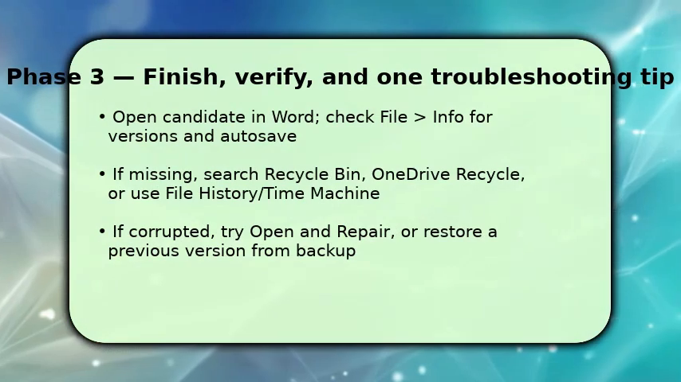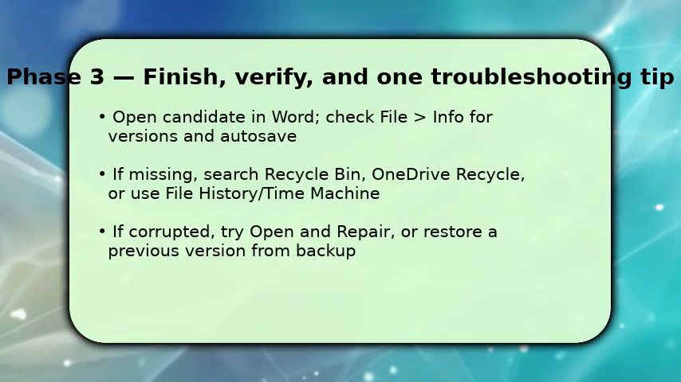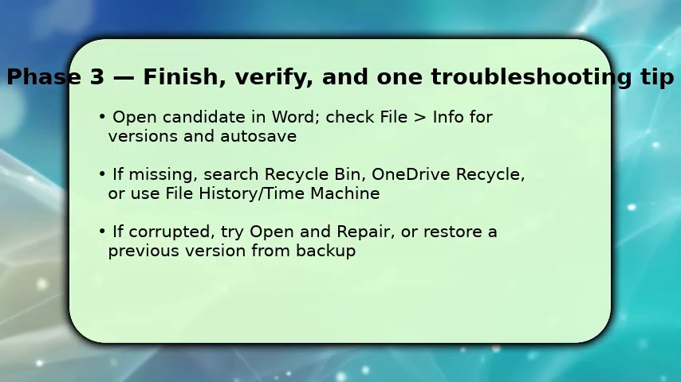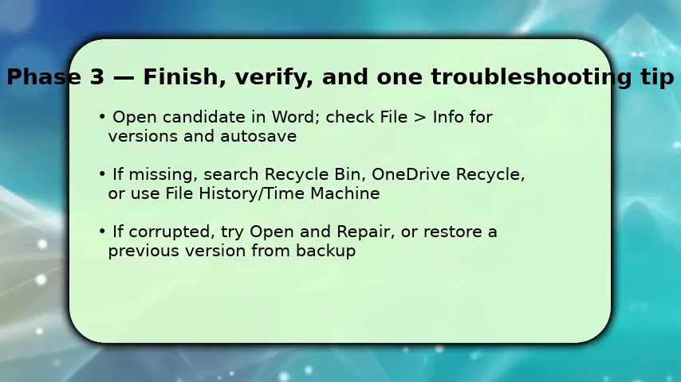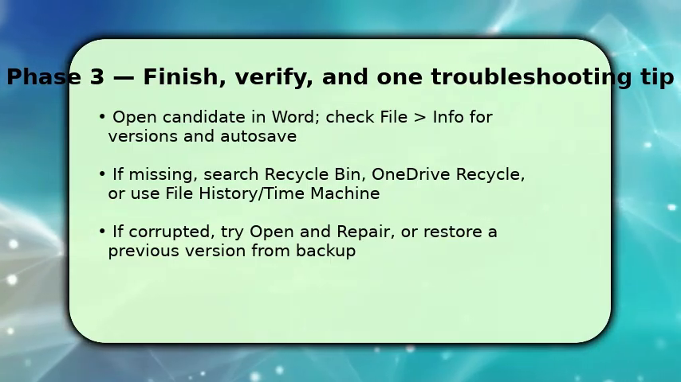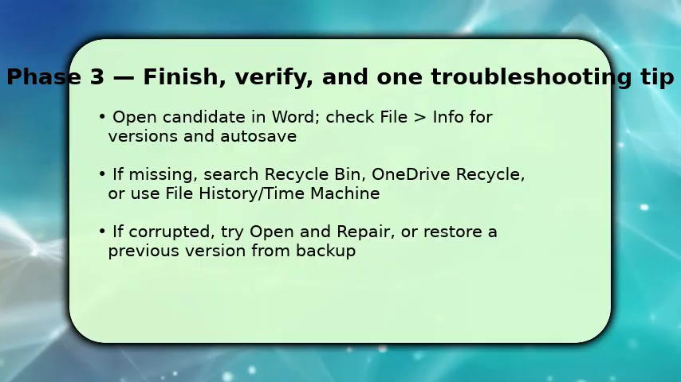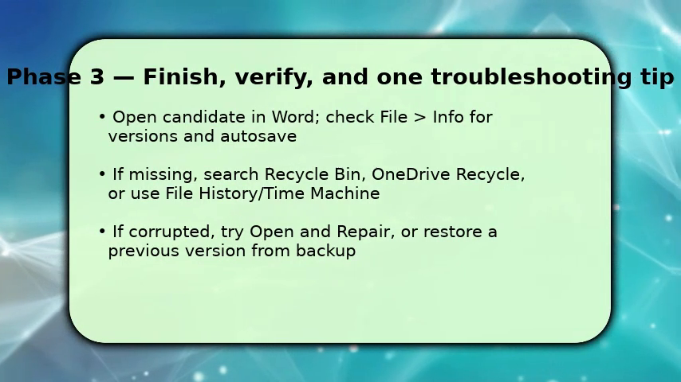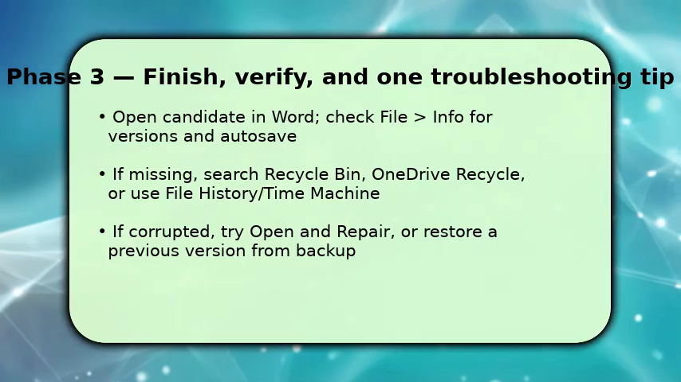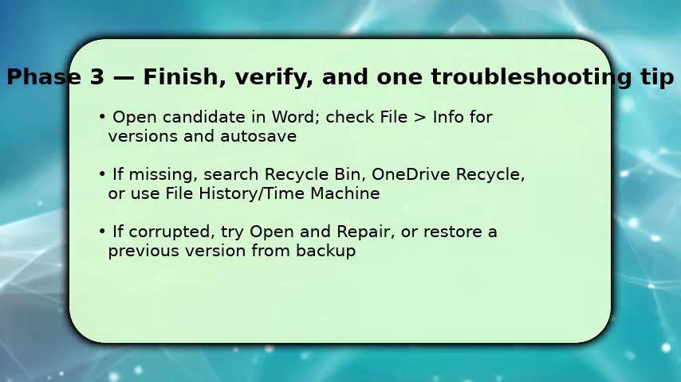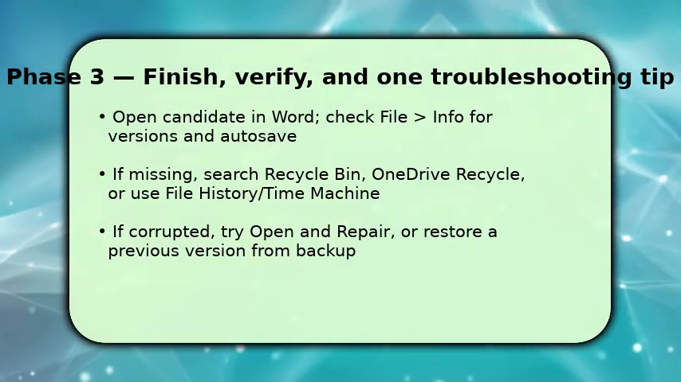Finally, you open the candidate file in Word and verify it's the correct version. Go to File, Info to view versions and AutoSave history. If nothing appears, immediately check the Recycle Bin and the OneDrive recycle bin. Next, use File History on Windows or Time Machine on macOS to restore older copies. If Word can't open the file, use Open and Repair or recover a previous version from backup.